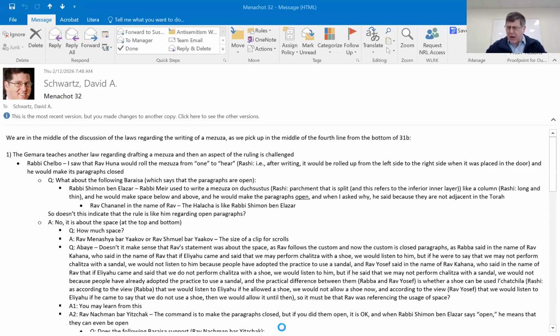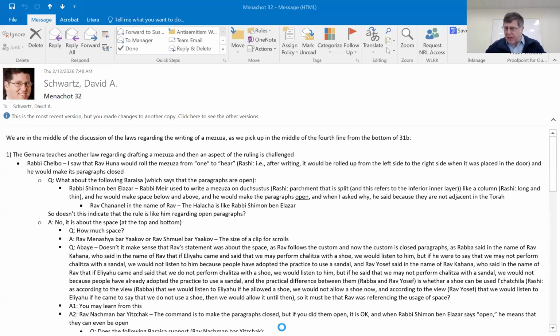A mezuzah, the paragraph of Shema finishes, and then near the end of a line, and then there's a small indentation at the beginning of the next line, and that's where V'hayayim Shemoah begins. And that, by the way, is also considered, according to the Rambam, to be a closed paragraph. So they ask a question.